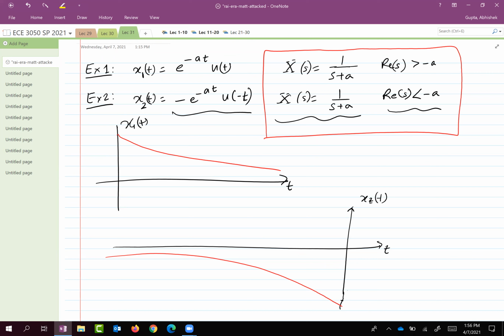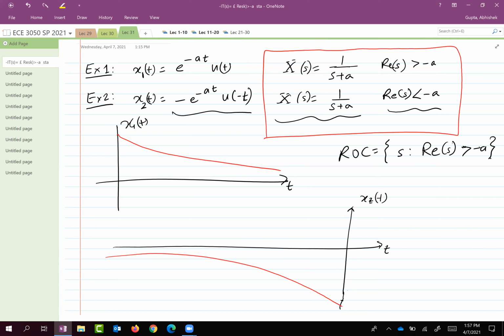Are you using the notation RE as real, or are you using that for a region of convergence? So RE is real part of S. But the region of convergence would be, let me write the region of ROC. So we would use ROC like in my last class, greater than negative A. Yeah. That makes sense. Yeah.